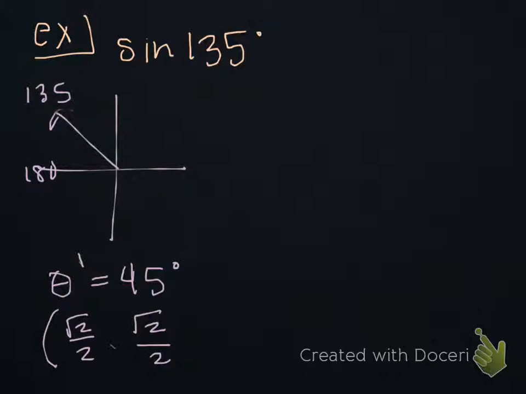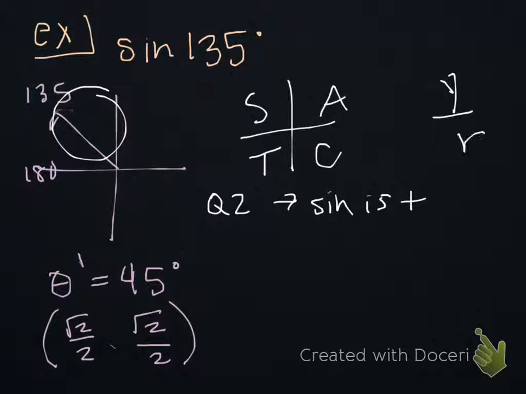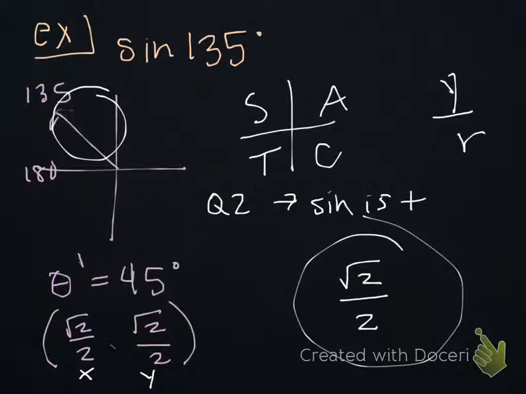Now that we have the coordinate identified, the last thing we need to figure out is the sign, meaning is it going to be positive or negative. Since I'm in quadrant 2, remember this whole All Students Take Calculus idea. Quadrant 2 means that sine is positive. So when I go to find sine, I know sine is y over r. Looking at this, here's x, here's y. So my y value is root 2 over 2, and since it's positive in quadrant 2, I leave it positive, and the answer is root 2 over 2.